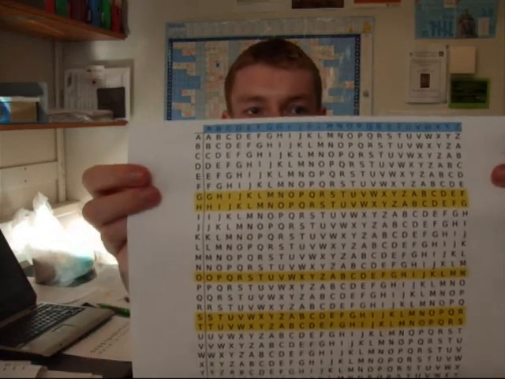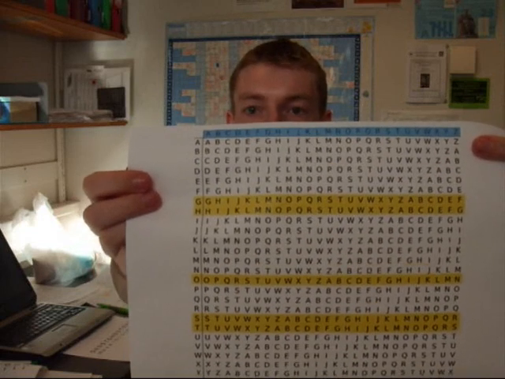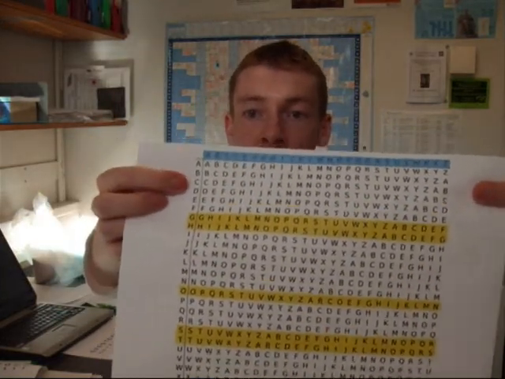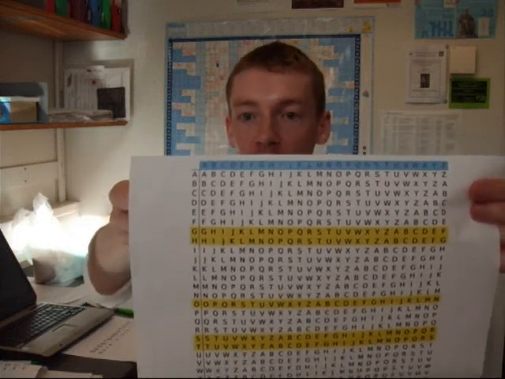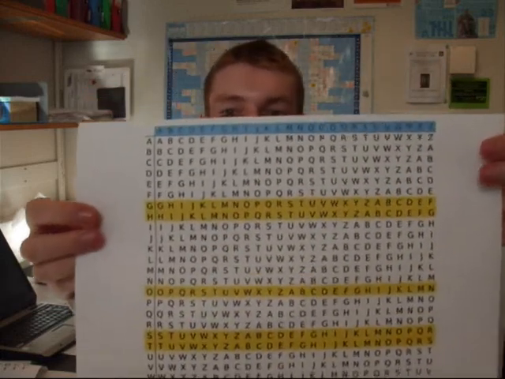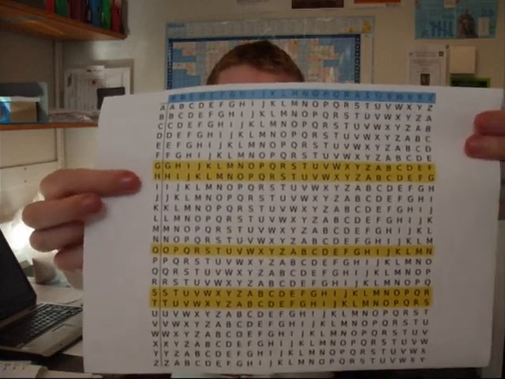Now you need this table, which might look a bit complicated. The first line is just ABC up to Z. The second line is B, C, D, E. I've shifted the alphabet one place across. The third line starts with a C, so it's C, D, E, F. And then the fourth line is D, E, F, G. So I keep shifting the alphabet one place across, and I've got 26 lines here. Now, as you can see, I've highlighted the lines that begin with G, H, O, S, and T for ghost.